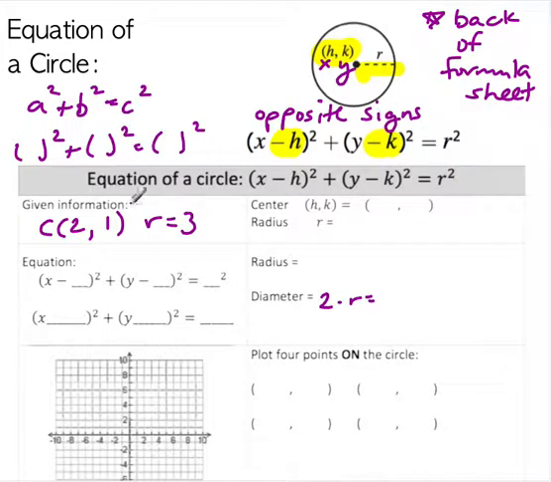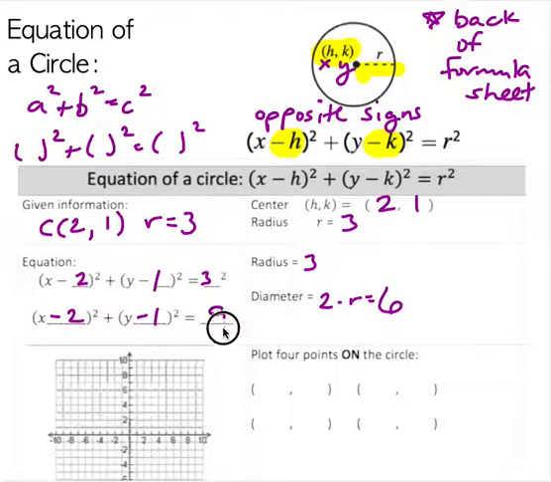So let's actually get into this. The center is 2, 1, and the radius is 3. Well, if the radius is 3, the diameter is 2 times that, so it is 6. Let's go ahead and take this information and put it in our equation of a circle. So we have x minus 2 and y minus 1, and the radius is 3. And so now we're going to simplify. Can't simplify x minus 2, can't simplify y minus 1, but 3 squared is 9.